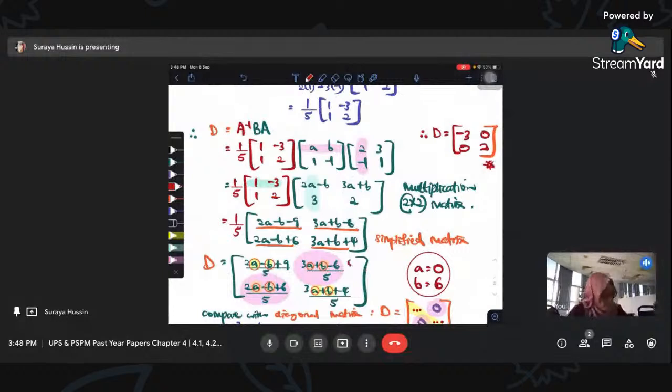Yang ini memang kamu dah tahu nilainya kosong-kosong, tak payahlah cari. Tinggal nak cari bahagian sini dan bahagian sini sahaja. Masukkan nilai A dan masukkan nilai B. That's it. You dapatlah negatif 3 dan juga 2 bahagian. Negatif 3 dan juga 2 di bahagian diagonal line. That is the meaning of diagonal matrix.